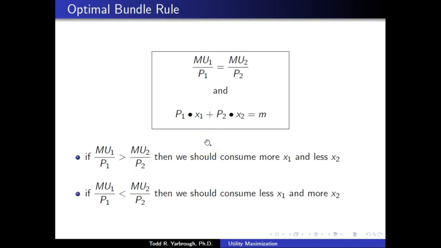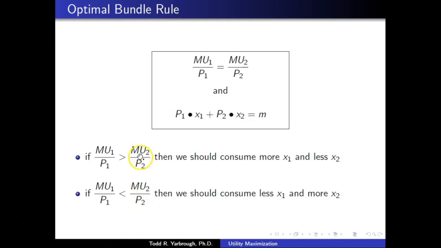The other component about the optimal bundle rule is it actually tells us what we should do when we have different marginal utility per dollar. For example, if my marginal utility per dollar for good one is greater than my marginal utility per dollar for good two, this means I should be consuming more X1 and less X2. On the other hand, if my marginal utility per dollar for X1 is less than my marginal utility per dollar for X2, then I should consume more X2.